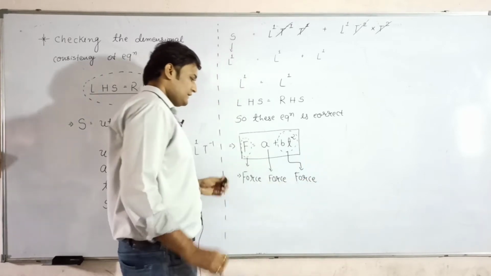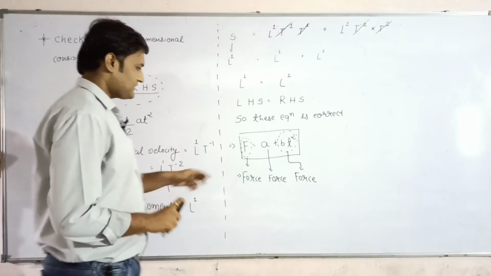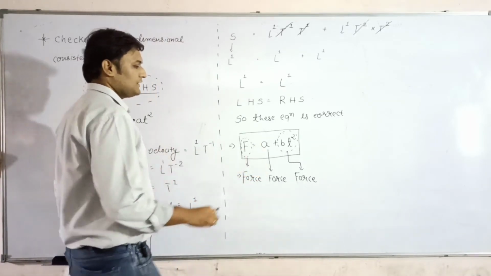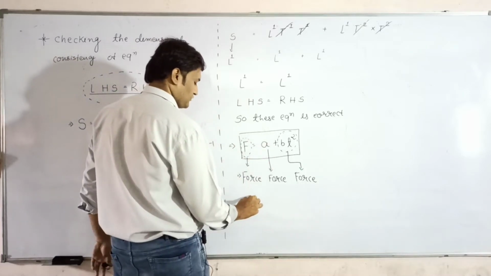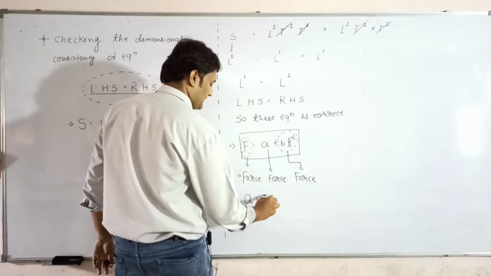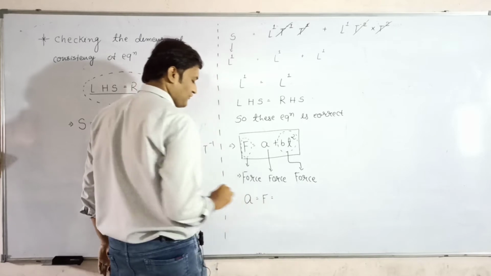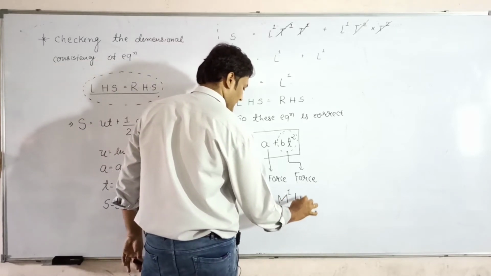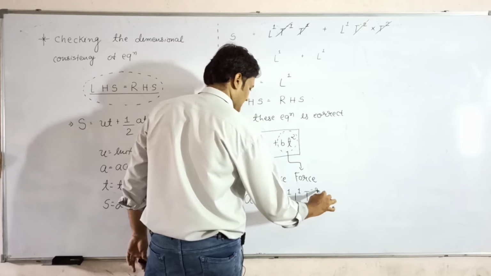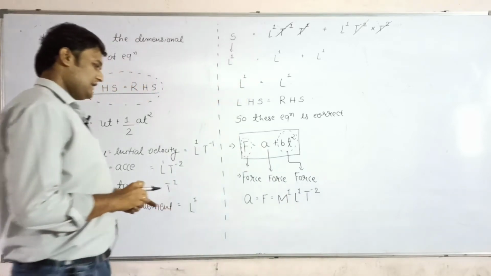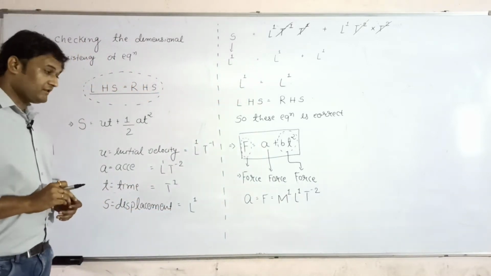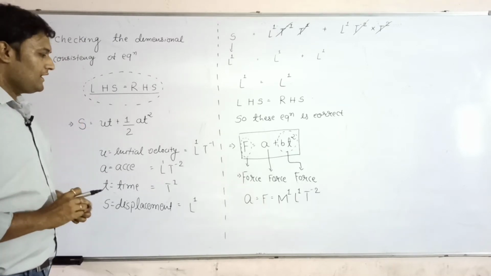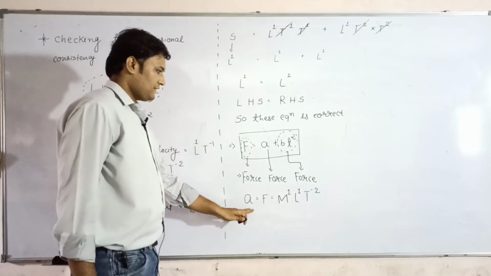So here this equation is a correct equation. We have to find out the constant A. A is equal to F, and that is the dimensional formula of force. It is M1 L1 T minus 2. Okay, so this is the dimensional formula of A.